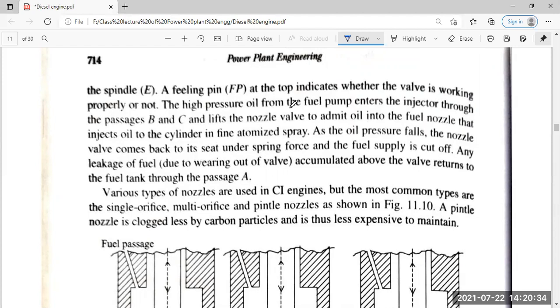The oil from the fuel pump enters the injector through the passages B and C, lifts the nozzle valve to admit oil and injects the oil into the cylinder. As the oil pressure falls, the nozzle valve comes back to its seat under spring force and fuel supply is cut off. Any leakage of fuel accumulated above returns to the fuel tank through the passage A.